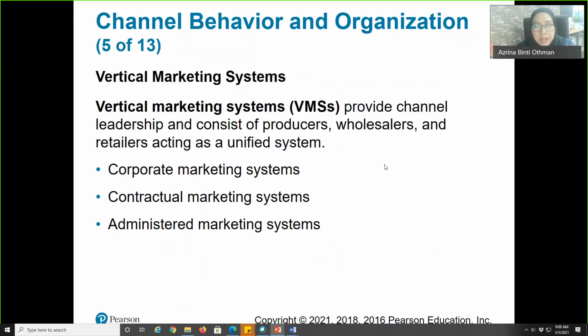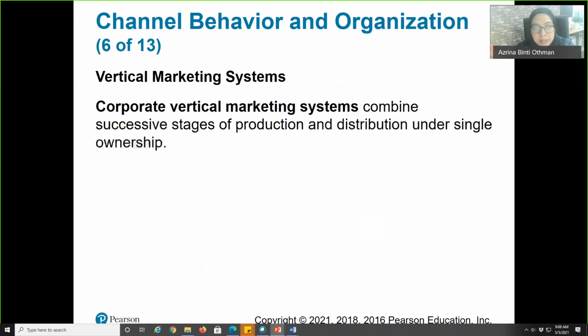Okay. And then when you conduct a vertical marketing system, you can implement a corporate marketing system. You also can do a contractual marketing system and an administered marketing system. What is a corporate vertical marketing system? It combines successive stages of production and distribution under single ownership. So, dalam satu ownership saja. Tak ada berbeza-beza.